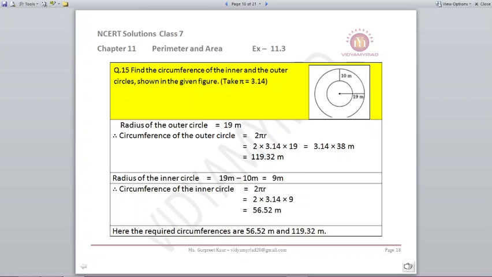Now the radius of the inner circle. How will we find the inner radius? Total is 19. If I subtract 10 from it, I will get the inner part, that is only 9 meters. So the circumference of the inner circle is 2 pi r. 2 into 3.14 into 9 gives 56.52 meters.